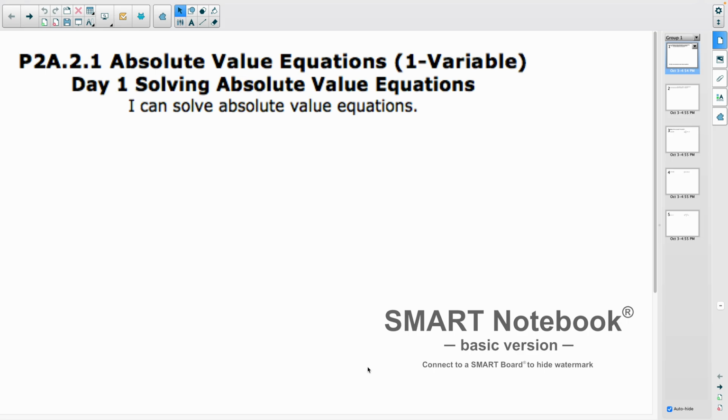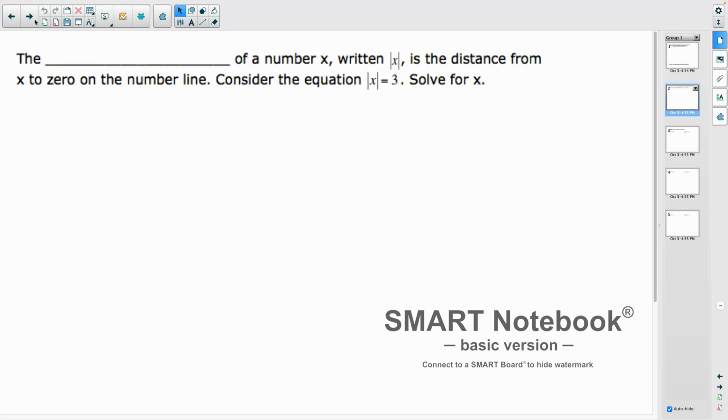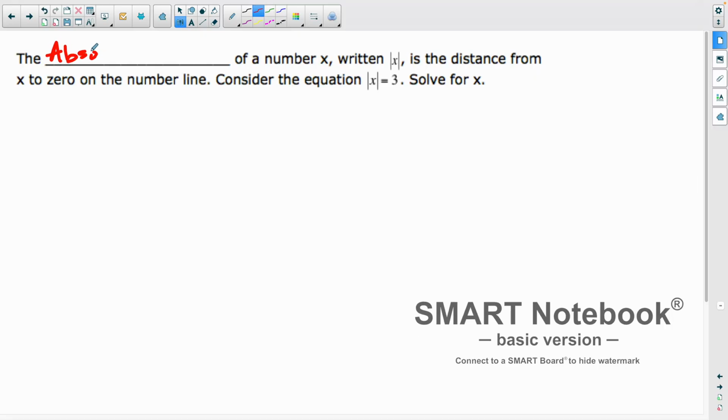And so the absolute value of a number x, we write it like that. We write it with vertical bars, absolute value of x. It's the distance from x to 0 on the number line. So we're going to solve this first problem.